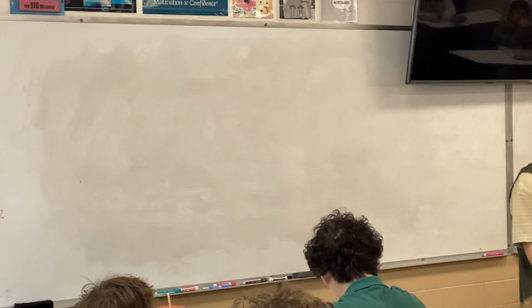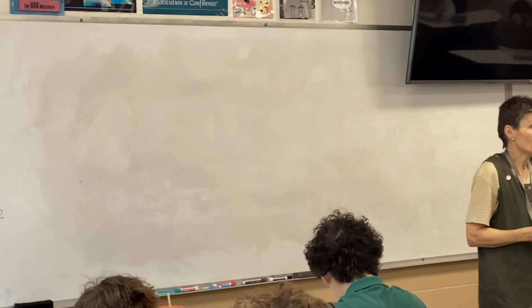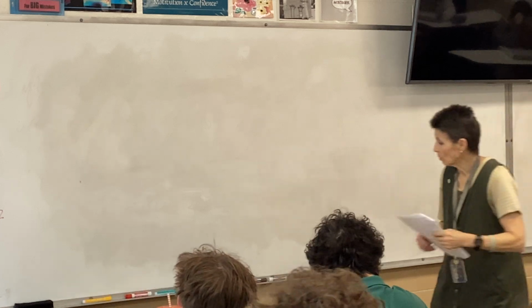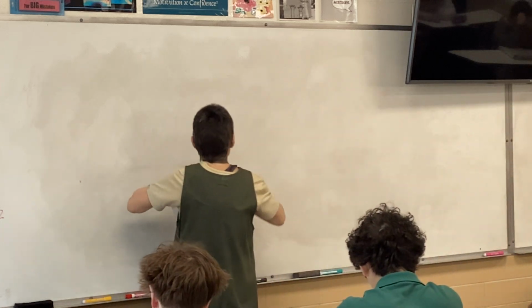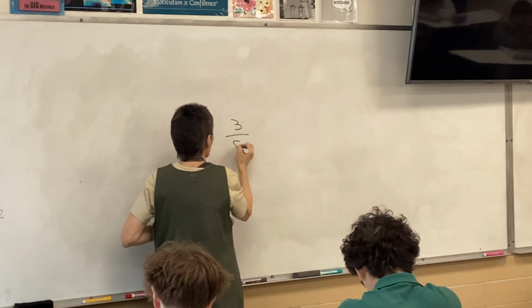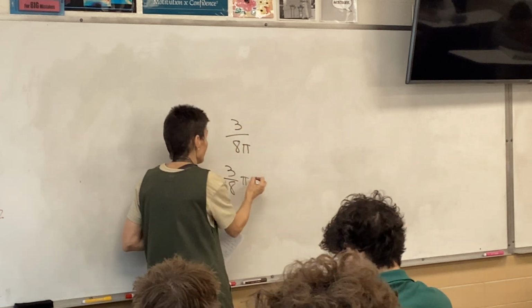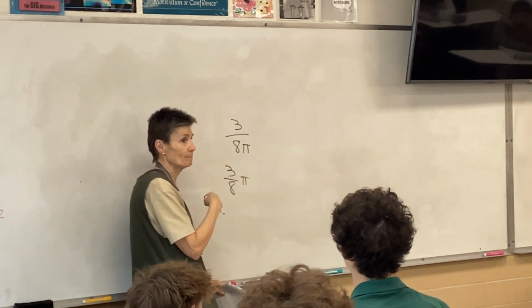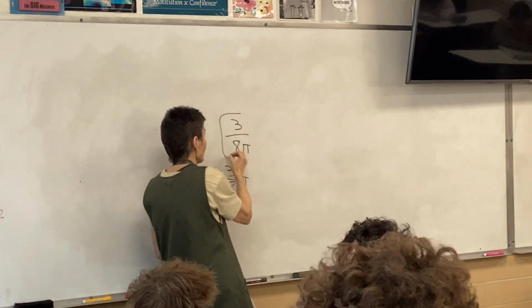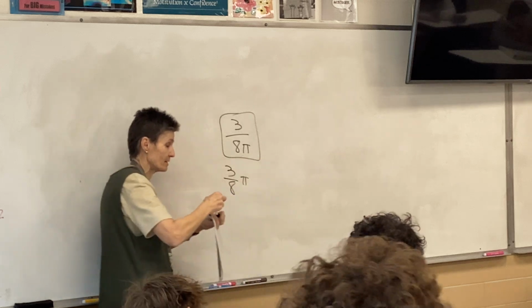Then what would your frequency be? 3 over 8 pi. And when you write that, you guys, you gotta write it as literally 3 over 8 pi. Don't be doing this. That's a whole different ballgame. This is how you write it. Make sure that pi is in the denominator.